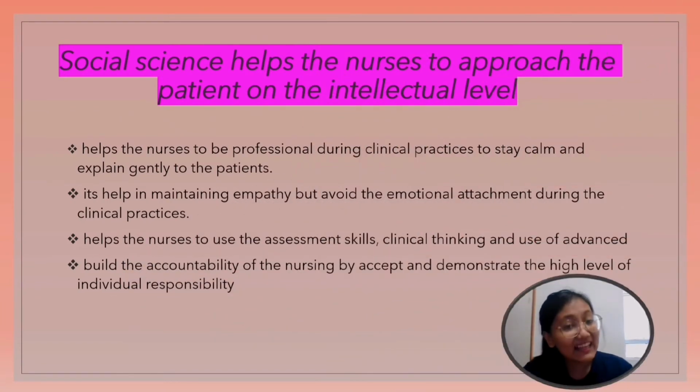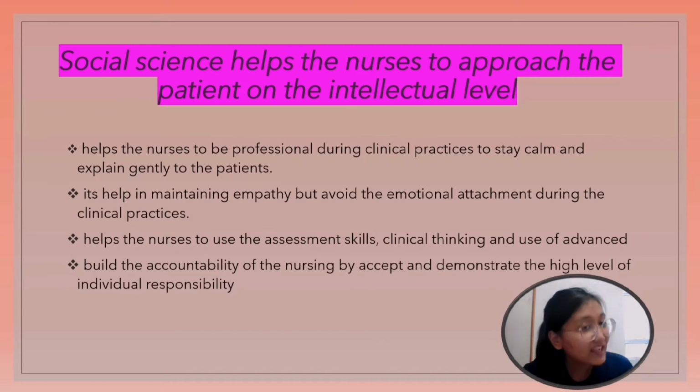Secondly, the social science knowledge helps the nurses to approach the patient on the intellectual level. The social science knowledge helps the nurses to be professional during the clinical practice, to stay calm and explain gently to the patient. Other than that, it helps in maintaining empathy but avoiding emotional attachment during the clinical practices.